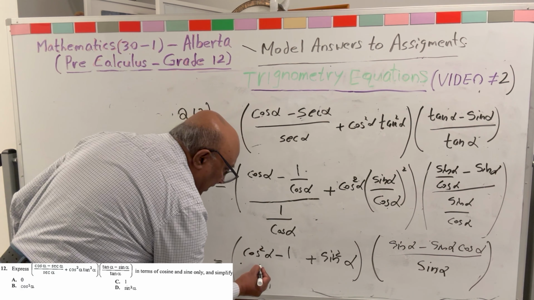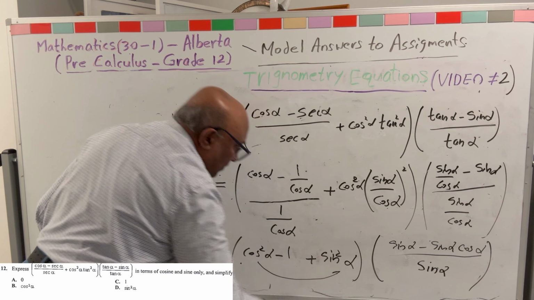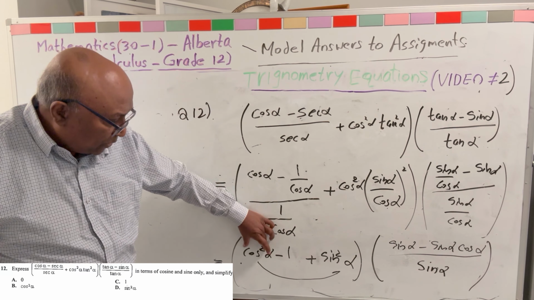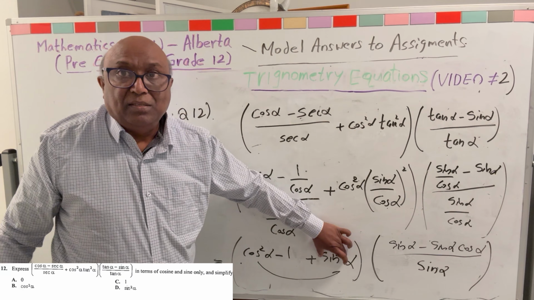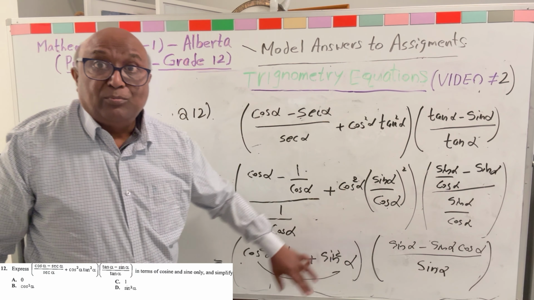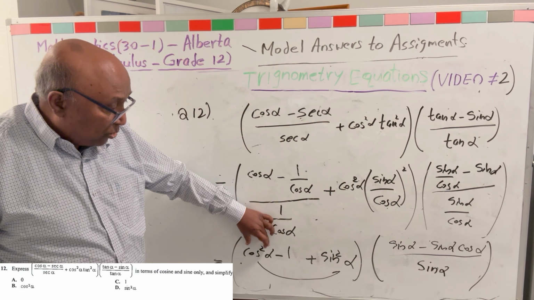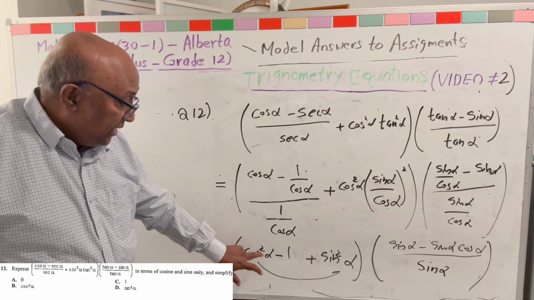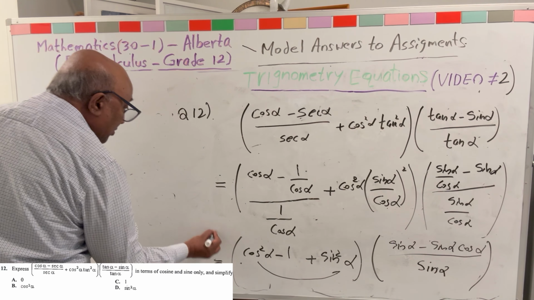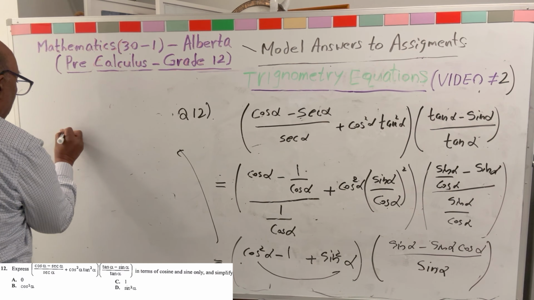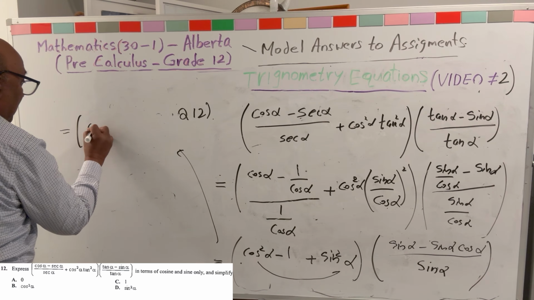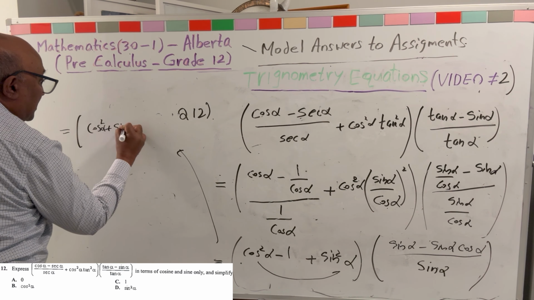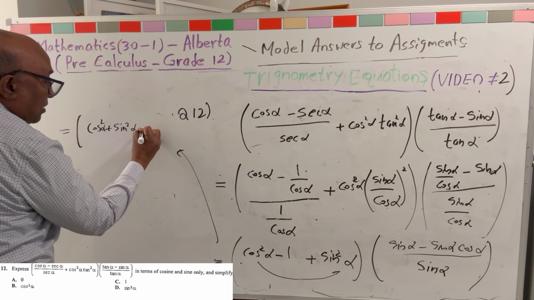Let's see what will happen here. A nice thing is happening here. Look at this portion. Cos squared alpha plus sin squared alpha, that is 1. From the Pythagorean identity, cos squared alpha plus sin squared alpha is 1. Let me explain: I am gathering cos squared alpha and sin squared alpha in one place, minus 1.